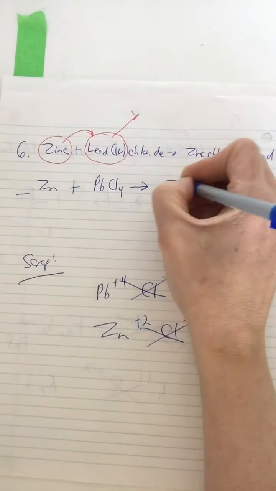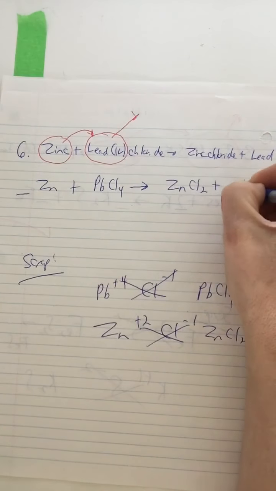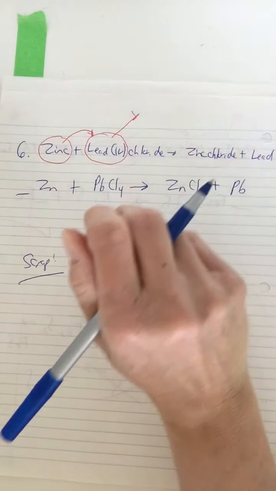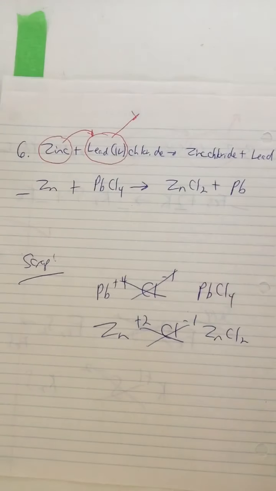ZnCl2, that's what zinc chloride looks like. Plus lead, Pb. The only thing we have to check on our elements is whether either of these single elements are super 7, zinc or lead. And we look at our super 7 and they are not. So we're good. Now we have to balance this.